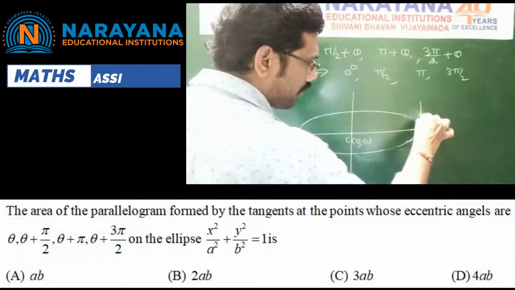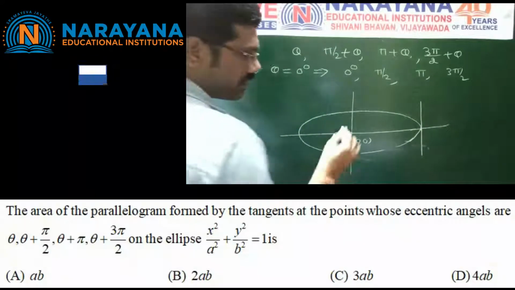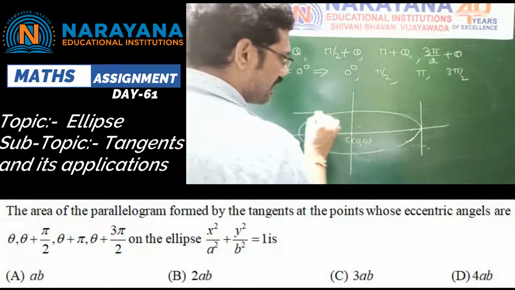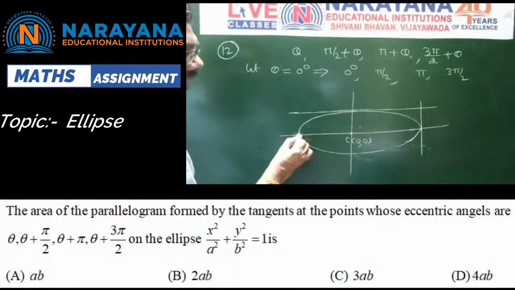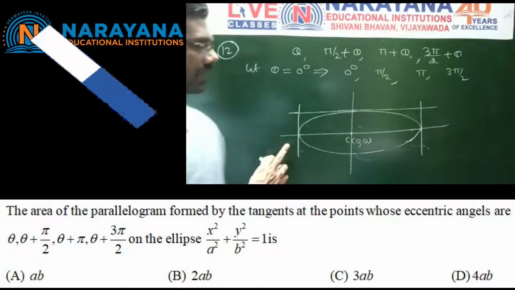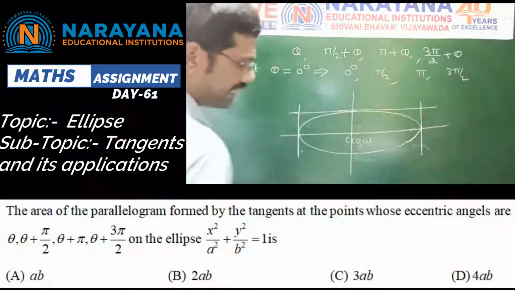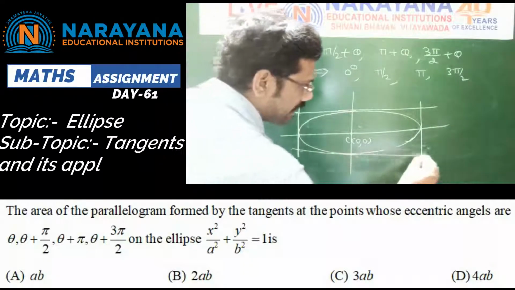This is one of the tangents, at the point with angle 0 degrees. This is pi by 2, and this is another tangent. This angle is 180, and this is the equation of the tangent where the eccentric angle is 180. This is the tangent where the eccentric angle is 3 pi by 2.